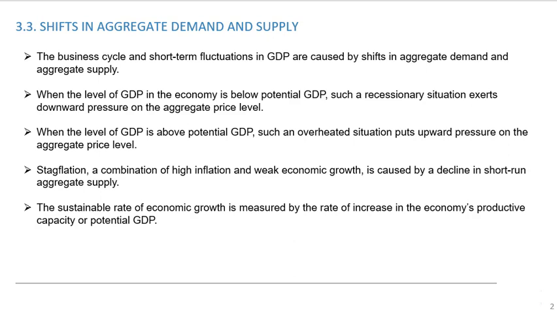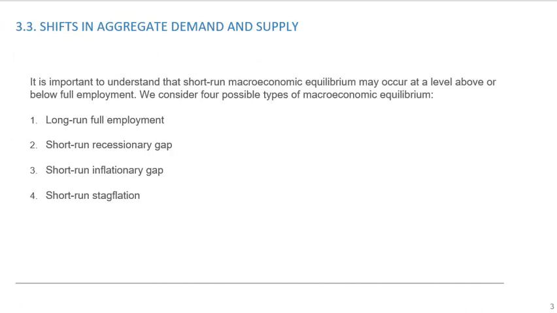The sustainable rate of economic growth is measured by the rate of increase in the economy's productive capacity or potential GDP. It is important to understand that short-run macroeconomic equilibrium may occur at a level above or below full employment. We consider four possible types of macroeconomic equilibrium. One, long-run full employment; two, short-run recessionary gap; three, short-run inflationary gap; and four, short-run stagflation.